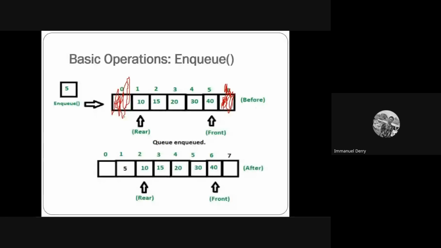Right. But since index 0 and index 6 don't have any values, we assume that this queue is not full, and then we can insert items in it. But in actual programming concepts, we learned earlier that you declare the queue with a value to specify the number of items you want to store in the queue.